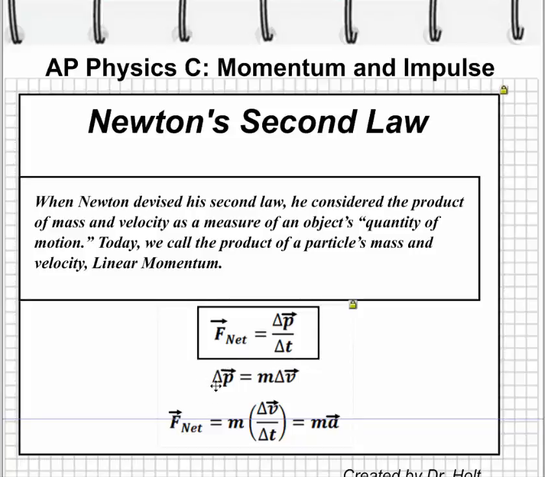Now if I take this line and divide it by delta t, then delta P over delta t is equal to the net force, as specified right here, so I put in net force here. If I take delta v and divide it by delta t, then I get acceleration, and that gives me mass times acceleration. And that's what we're used to: net force is equal to mass times acceleration.